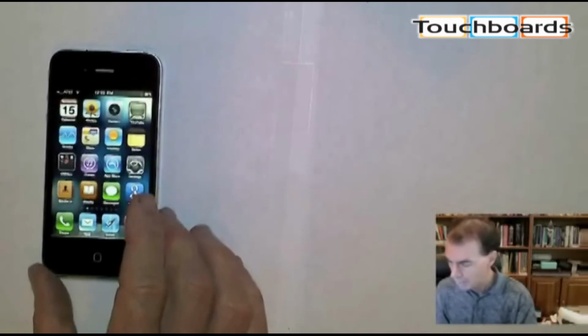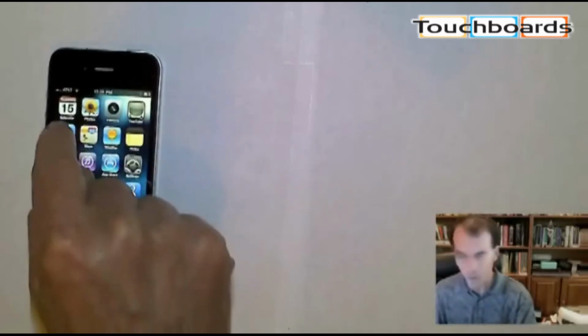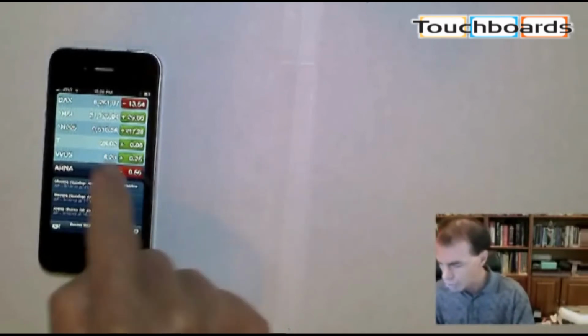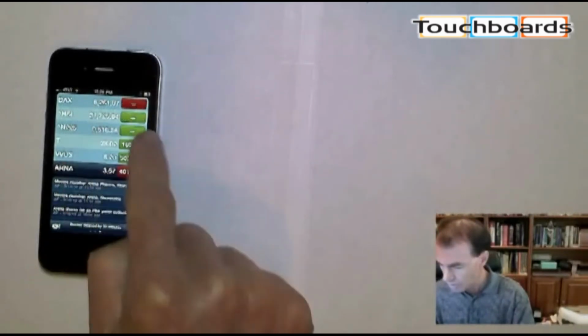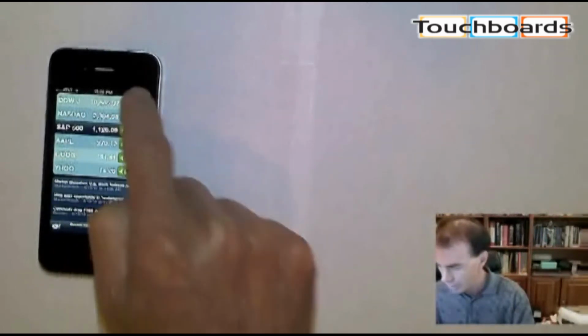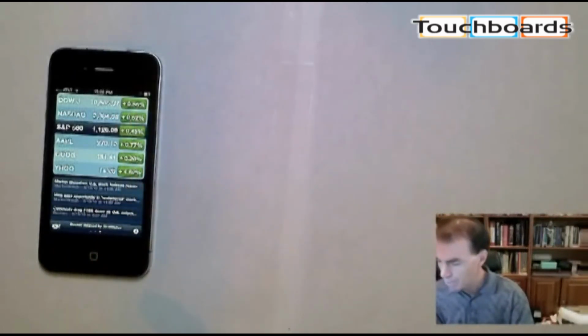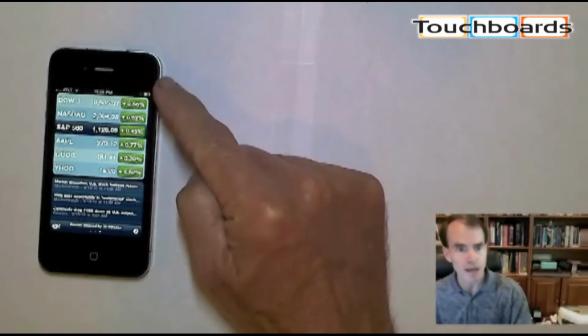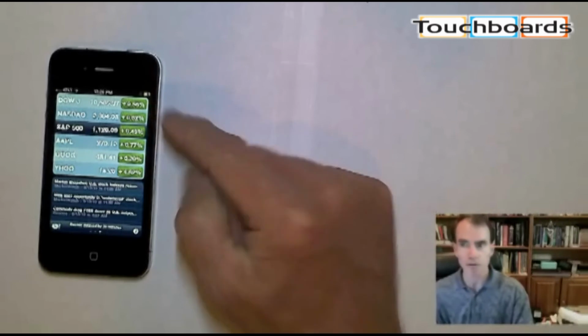Let's open up here another application. Let's check the stock market, see how stocks are doing today. Well, oh, it looks like the German DAX is down. What's going on? Let's see, the Dow is taking a break. There we go, the Dow is up 0.56%, and you can see that very, very clearly with the HoverCam.